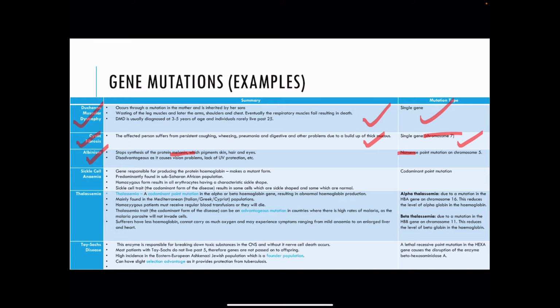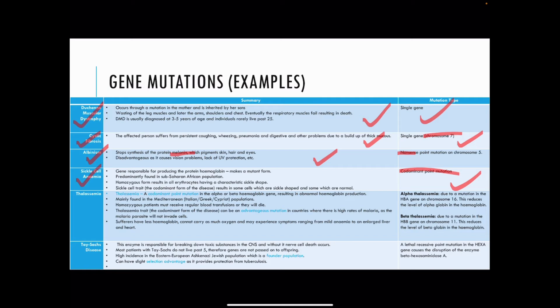Albinism is disadvantageous because it causes vision problems, and that person does not have the normal UV protection that people without albinism have, so they're very susceptible to getting skin cancer. Sickle cell anemia is next. This is a codominant point mutation. I will talk more about codominance in the evolution video.